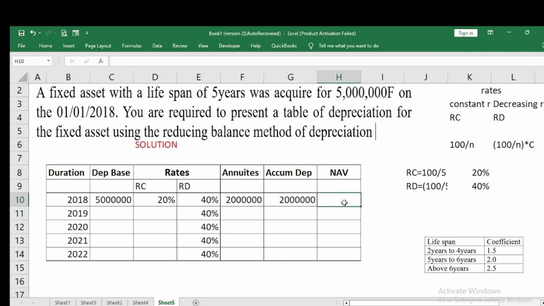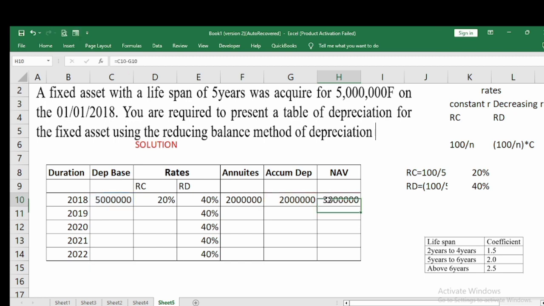And then our net accounting value here will be what? It will be the total amount, or the original value, minus the depreciation amount, or minus the annuity. Since the annuity and the accumulated depreciation here are the same, we have the same figure. So which is equal to our depreciation base, or the original value, minus the accumulated depreciation. We are going to have 3 million.